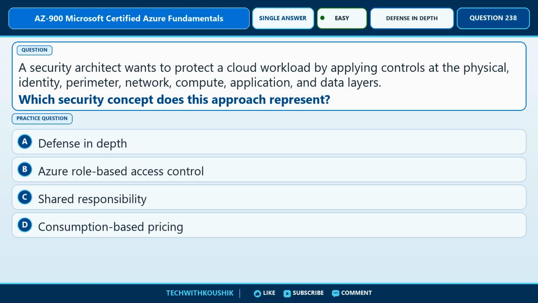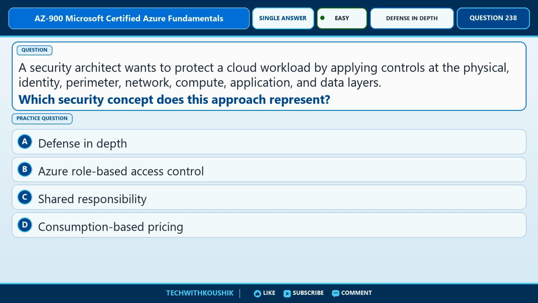Let's focus on question number 238. We are moving on to defense in depth. Let's focus on the following scenario. A security architect wants to protect a cloud workload by applying controls at the physical, identity, perimeter, network, compute, application, and data layers. Which security concept does this approach represent?